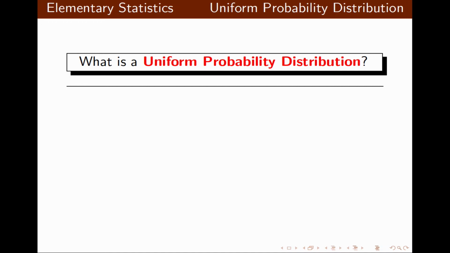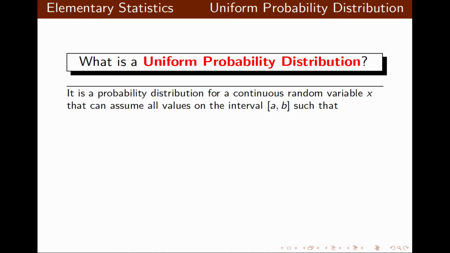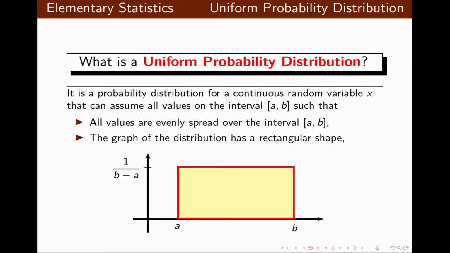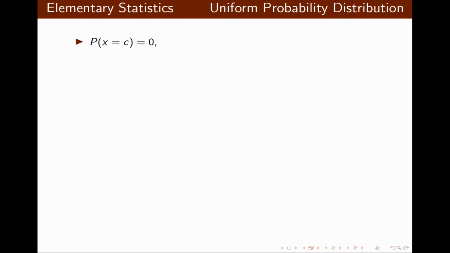Now let's take a look at uniform probability distribution. It's a probability distribution for a continuous random variable x that can assume all values on the interval a to b such that all values are evenly spread over the interval a b. The graph of the distribution has a rectangular shape. The length of the rectangle goes from a to b. And the width of the rectangle is always 1 over b minus a. The probability that x is equal to a specific number is always equal to 0.